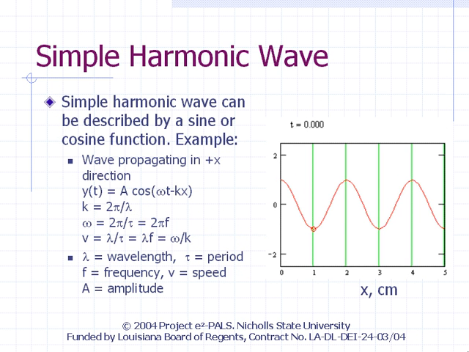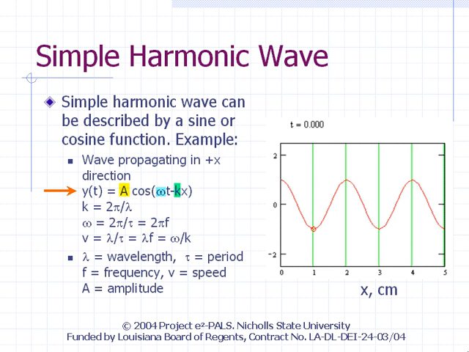Frequently, the disturbance which produces a wave is simple harmonic. In this case, the wave can be described by a sine or cosine function of time and location. Consider the example shown here. The mathematical function describing the wave as a function of location and time is A cosine(omega t minus k x), where A, omega, and k are constants.